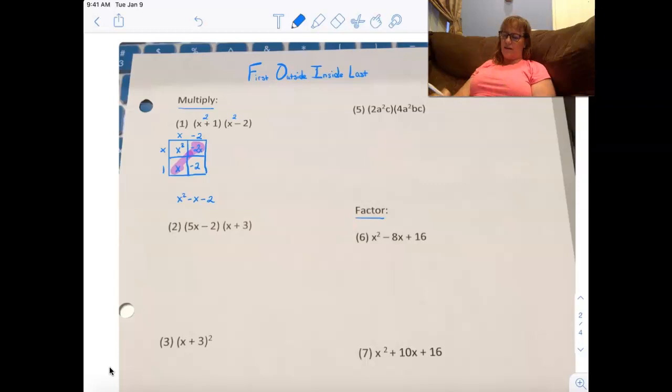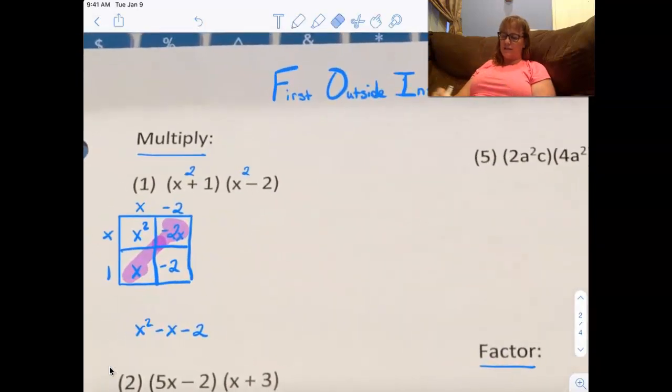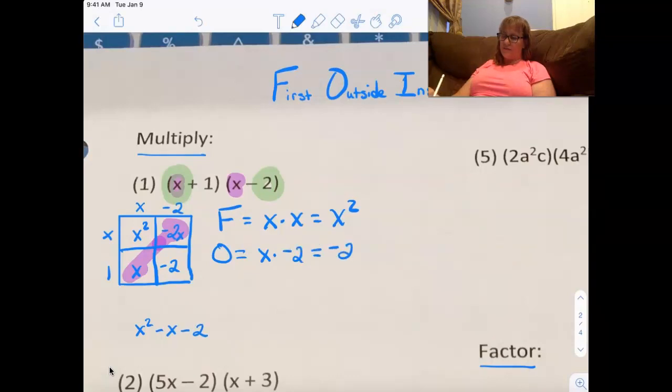And what we mean by that is when you look at these binomials, each one has a first number. Let's do the first number. The first number would be that one and that one, or not number, but term. So you would multiply the first ones together. X times x equals x squared. Then you would want to do your outsides. Well, here's the outside and here's the outside. So you would multiply x times a negative 2, which would be negative 2x.